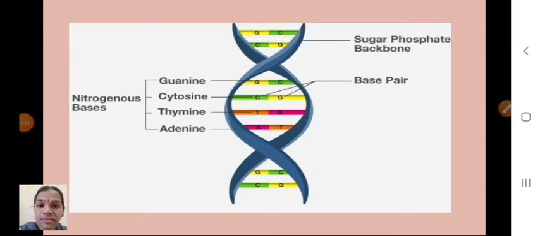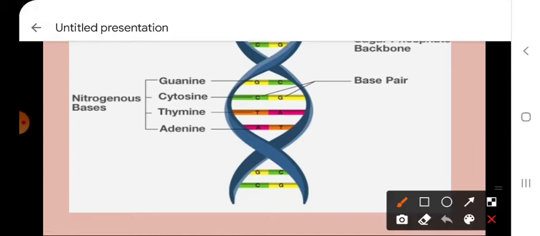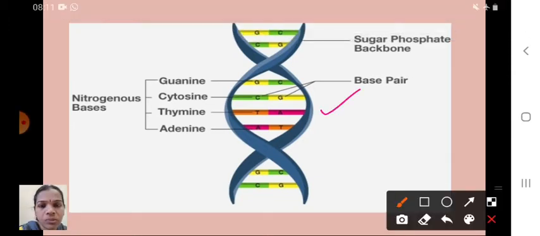So children, we studied about DNA structure. You have to read your textbook, and at the same time you have to practice the DNA structure diagram also. And that has 4 types of nitrogenous base. And next one is what? Sugar and phosphate group, that means phosphoric acid.